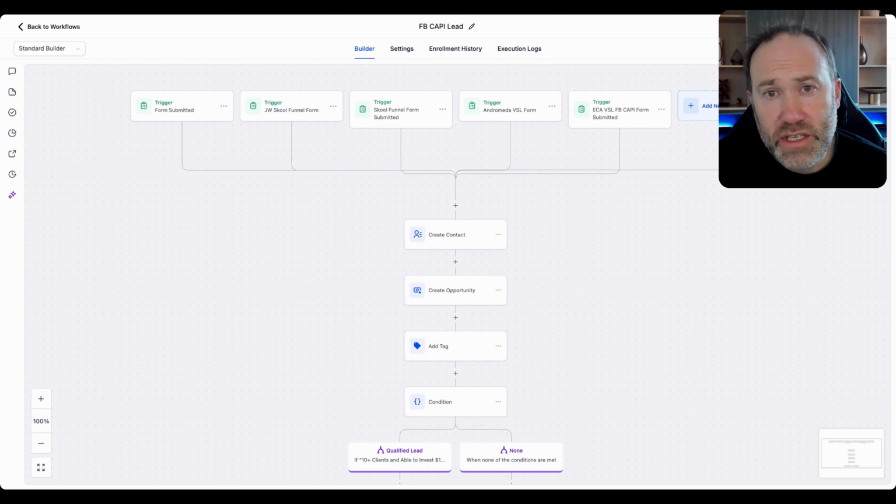So the easiest way to do it is just to set up a simple automation in your CRM system. We use Go High Level. It makes it very, very straightforward. You can just connect to the Facebook Conversions API. You don't need any developer to do it. It's very straightforward to set up.